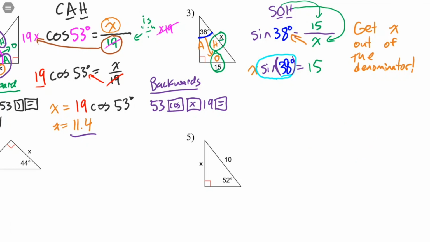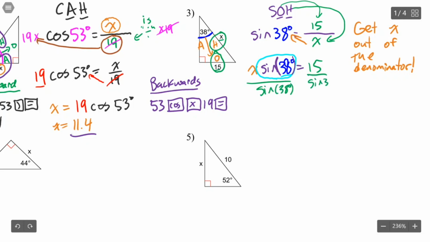Sine of 38 is one thing. So what we're going to do is divide both sides by sine 38. And just like we were able to slide our x up top to move it, your sine 38 essentially ends up sliding underneath on the right-hand side. So if you want, you can just jump right to this step right here. X is 15 divided by sine 38 degrees.